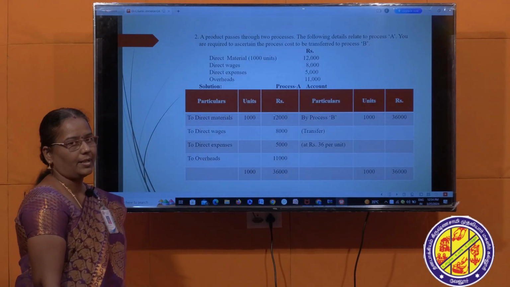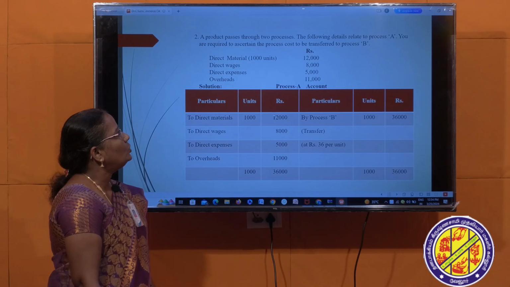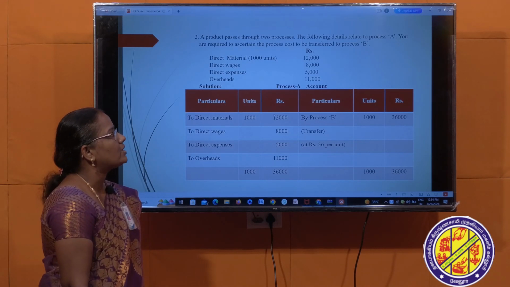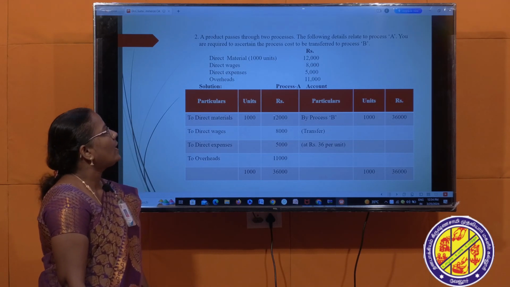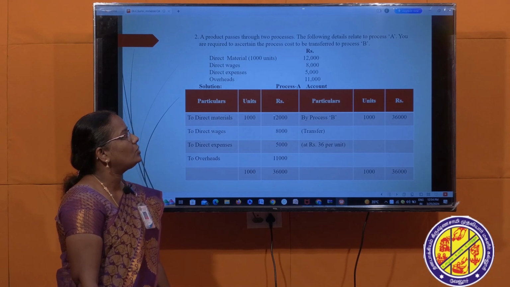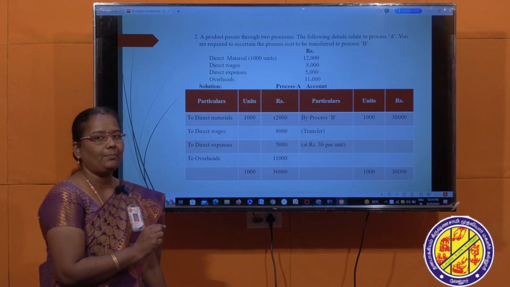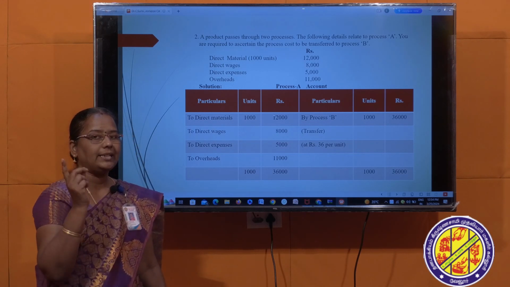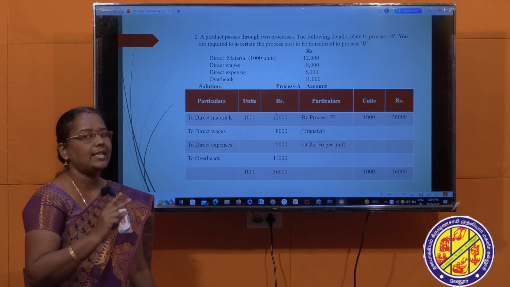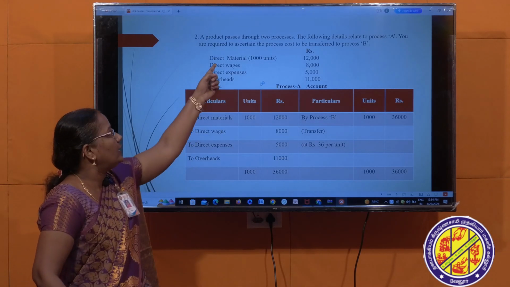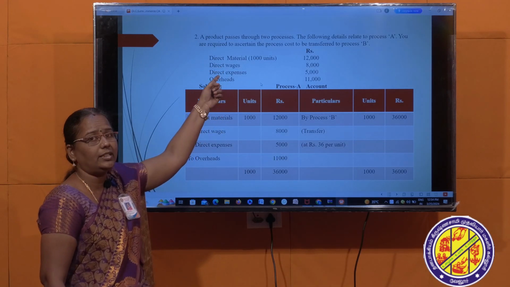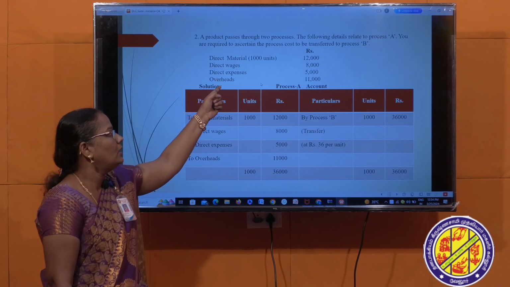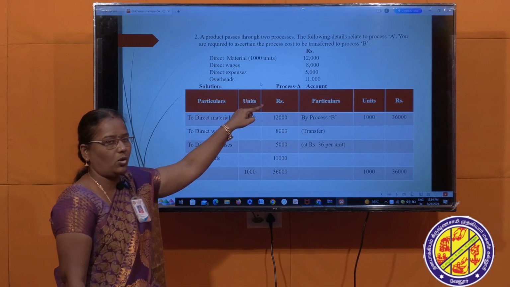Next we see the 5 mark sum. A product passes through two processes. The following details relate to process A. You are required to ascertain the process cost to be transferred to process B. In this sum, there is only one product, but it takes two processes, that is A and B. The details given here are related to process A only. So, we have to put the process A account here.